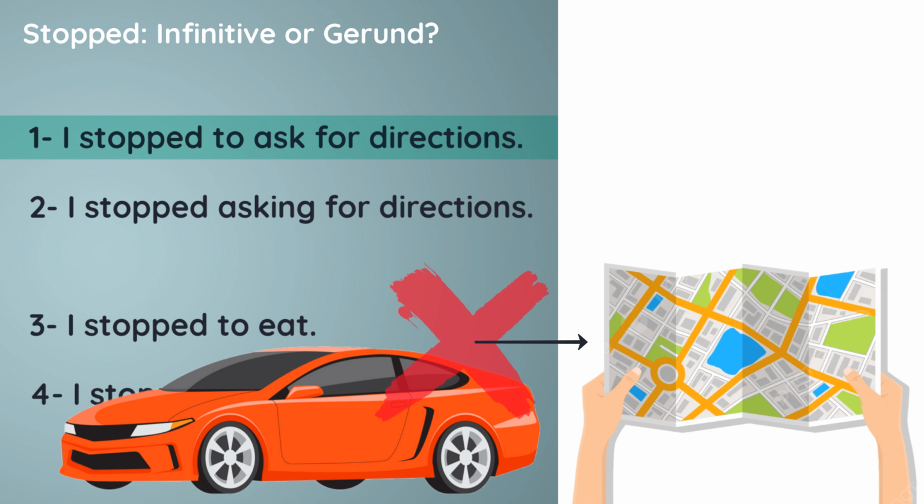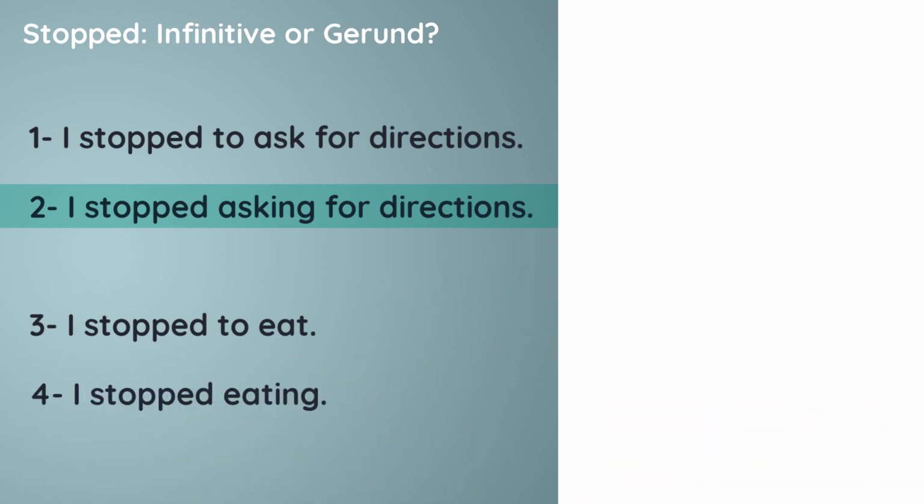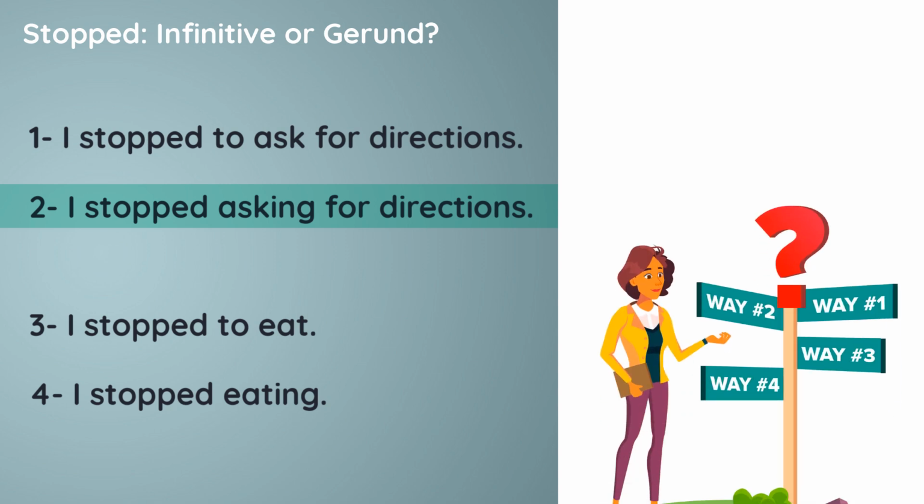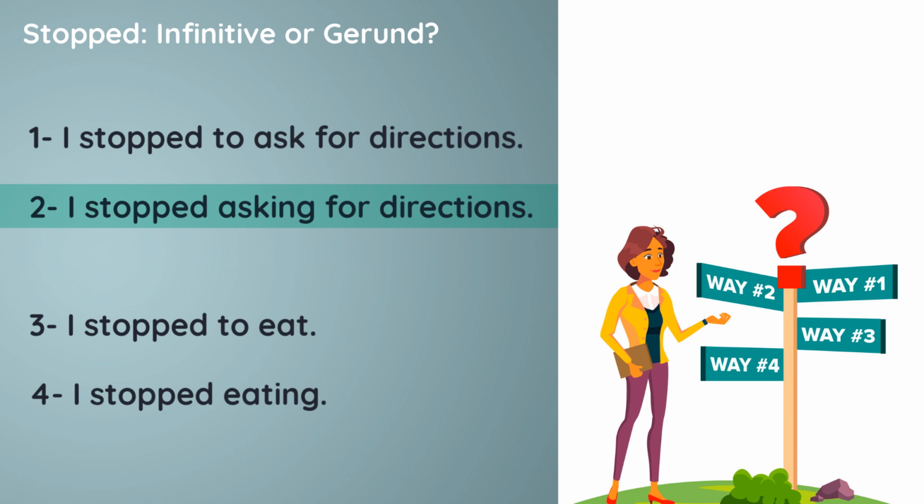Okay? What about the second sentence? I stopped asking for directions. What does this mean? Well, in this case, we have our first action and our second action. The first action is you used to ask for directions. So you used to maybe go up to people and say, where's the store? Where's the library? But now you don't ask for directions anymore. You've stopped asking for directions.